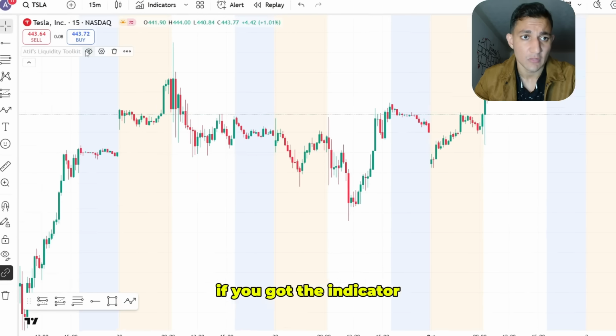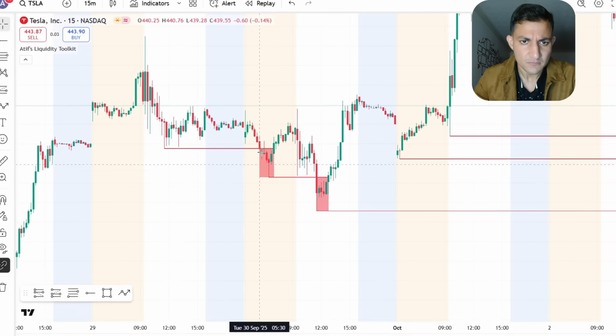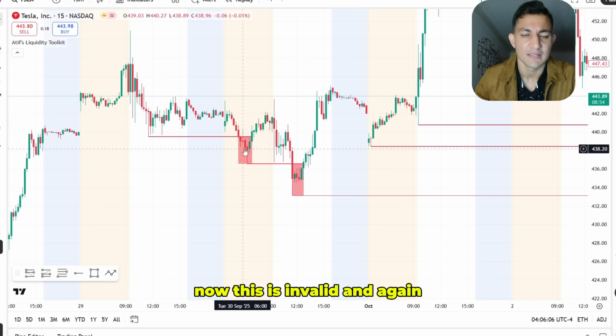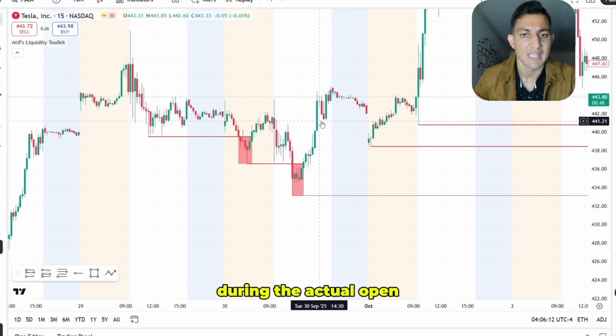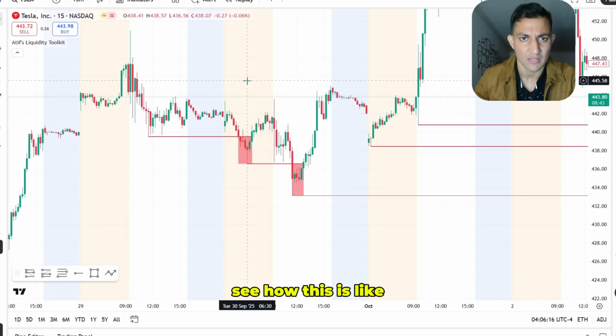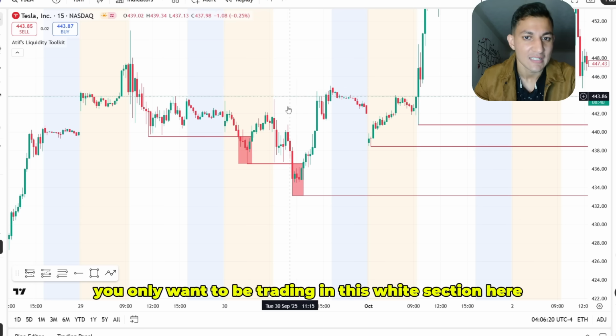If you've got the indicator, which you can find in the description, you enable it. This shaded part is a sweep, and this one here is a sweep. Now, this is invalid. I don't want to talk too much about this because this is US stocks. You only want to be trading US stocks during the actual open, which is this white shaded box. See how this is yellow, beige? You only want to be trading in this white section here.